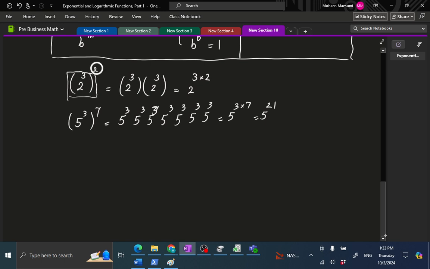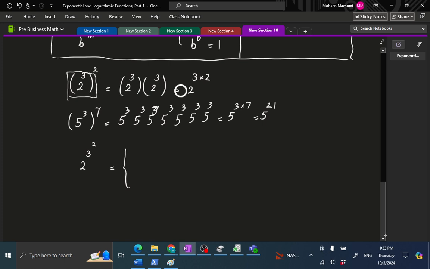We have to be careful about the order of operations here. What if somebody doesn't write the parentheses? What if somebody writes 2 to the power of 3 to the power of 2? What does that mean?